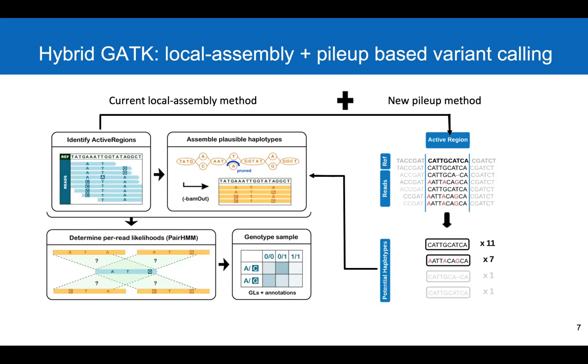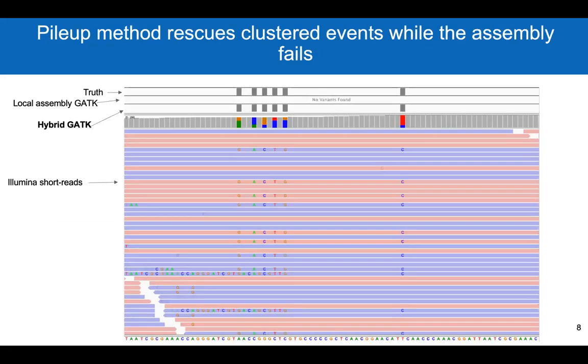To remedy this, we developed a hybrid GATK method which combines local assembly and Pileup-based variant calling methods. In the hybrid method, we generate additional Pileup-based haplotypes. This hybrid method has drastically improved the sensitivity of GATK on microbial data.